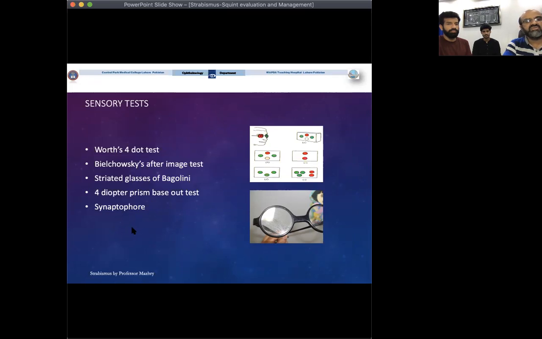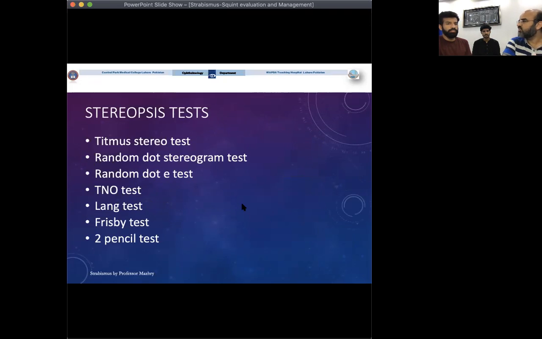Then these are striated glasses. These are synoptophore tests. These are all fine testing tools. There is a test known as the four prism diopter base out test. Four diopter of prism is used, base out, placed in front of one eye, and the opposite eye is observed. It is another fine condition with the name of monofixation syndrome, a microtropia, which is detected by the four diopter prism base out test. Vectographic glasses are there. You just need to remember that there are fine clinical tests as well.